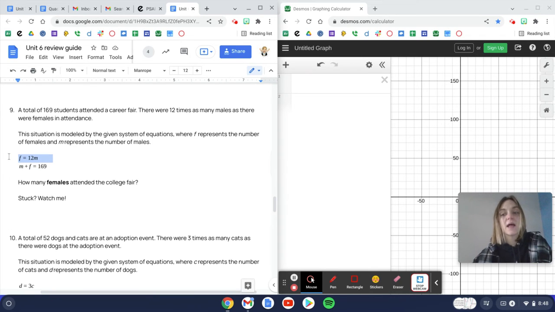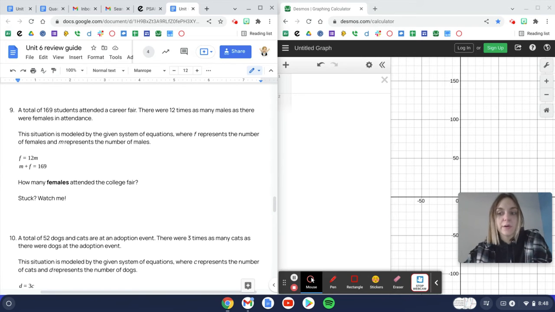So this is saying that there are 12 times as many males as females at the career fair. And this is saying when I add the two together, the number of men and the number of women, that there are 169 people at the conference.